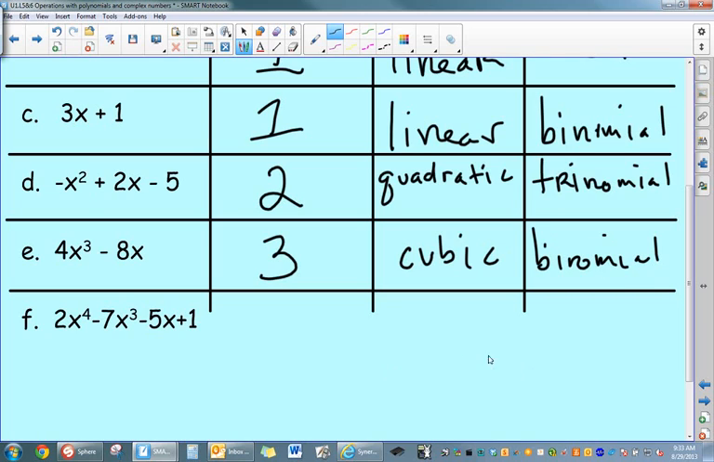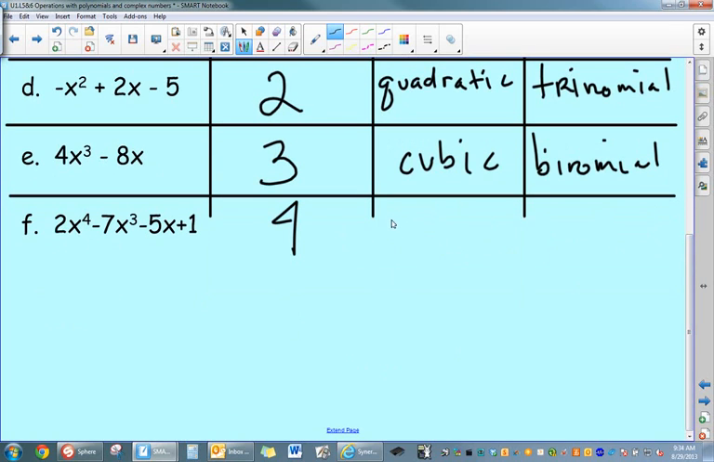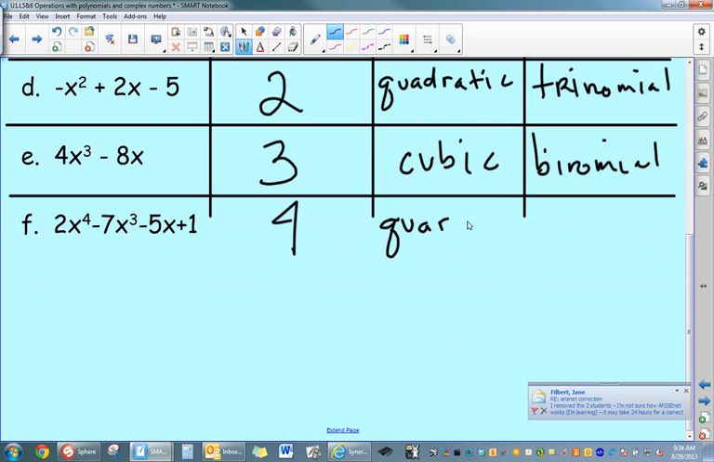And the last one. What is the highest degree? It says 2x to the 4th minus 7x to the 3rd minus 5x plus 1. So the middle on that last one, what's the highest degree? Anyone knows this word? Okay, it's called a quartic. Quartic.